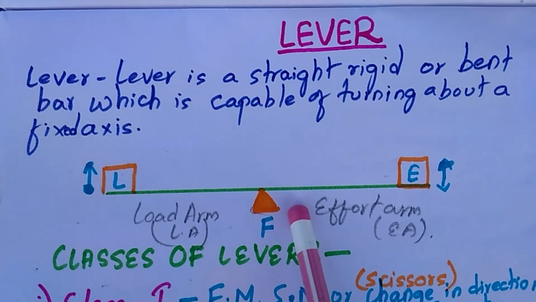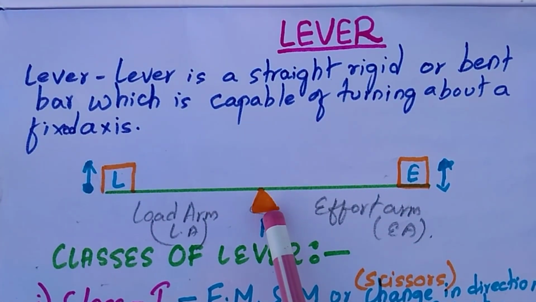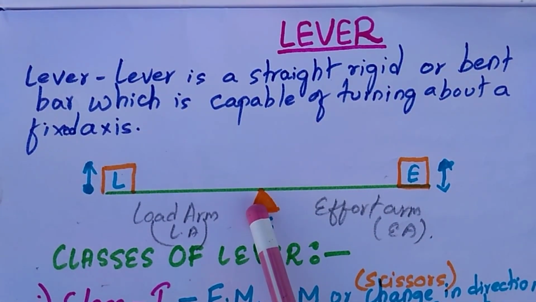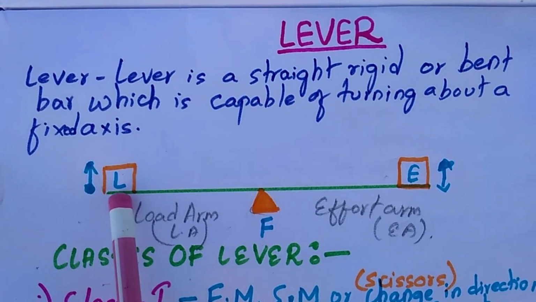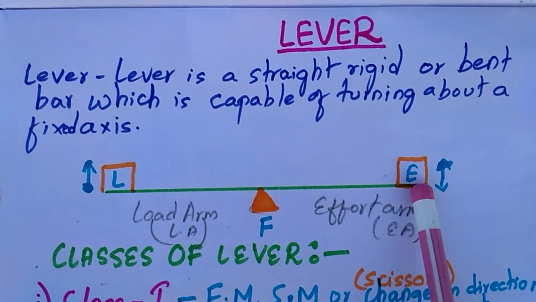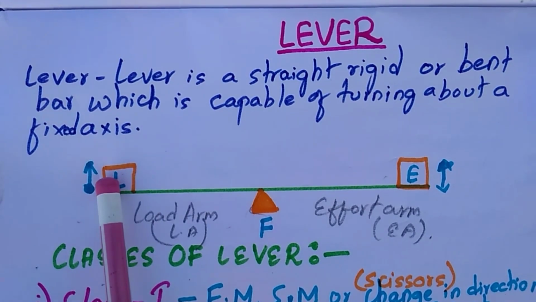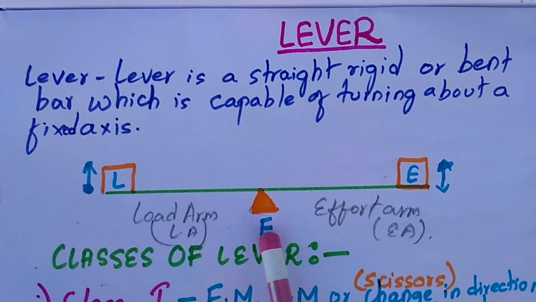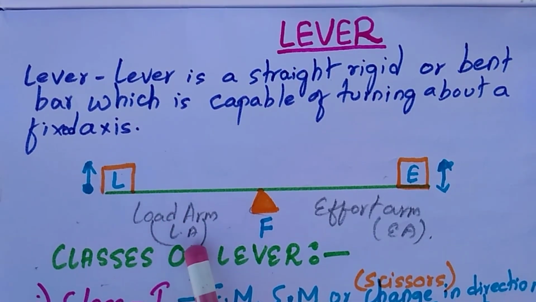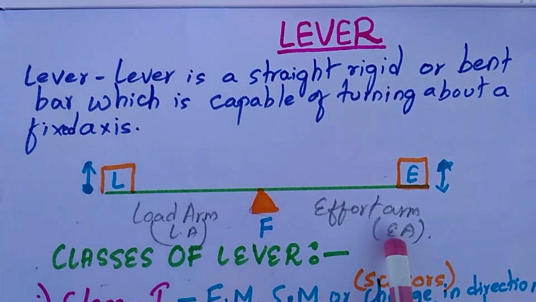This is the sign of fulcrum denoted by a triangle shaded from inside. This is your load L and this is your effort E. The distance between the fulcrum and the load is known as load arm, and the distance between the fulcrum and the effort is known as effort arm. Load arm can be denoted by LA and effort arm can be denoted by EA.